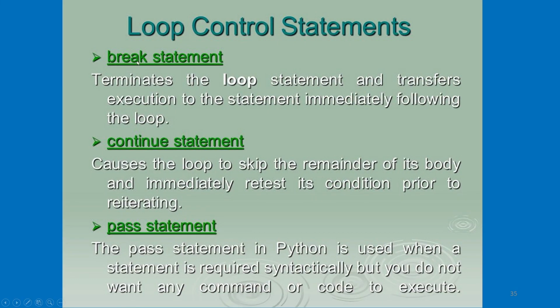Loop control statements. The break statement terminates the loop statement and transfers execution to the statement immediately following the loop. Means it will come out of the loop. The complete loop will end. The continue statement causes the loop to skip the remainder of its body. Means that particular iteration will be skipped. But yes, it will again go and check the condition and it will move to the next iteration. It causes the loop to skip the remainder of its body and immediately retest its condition prior to reiterating.